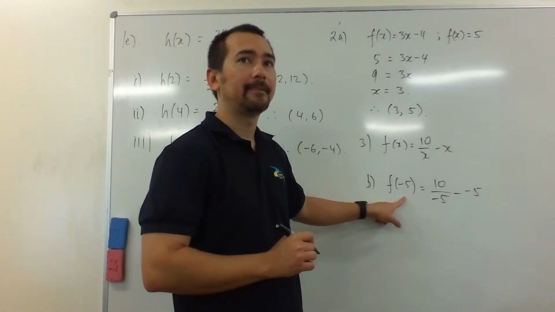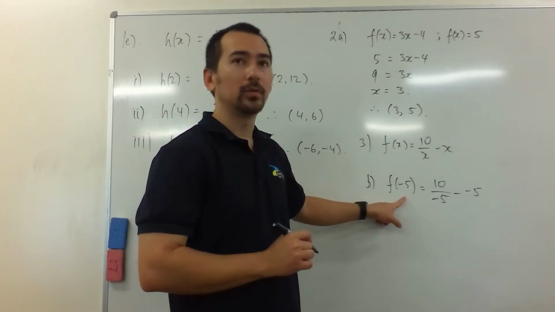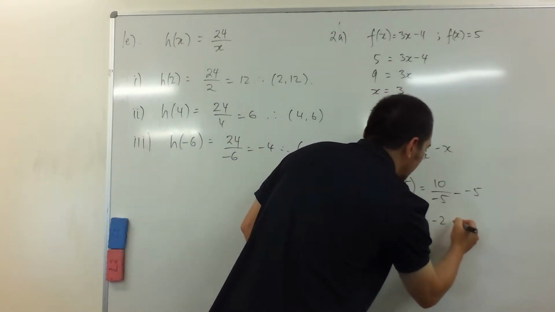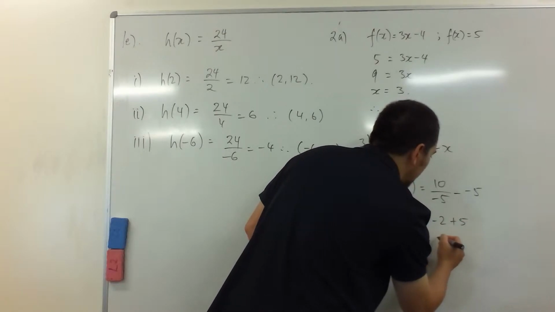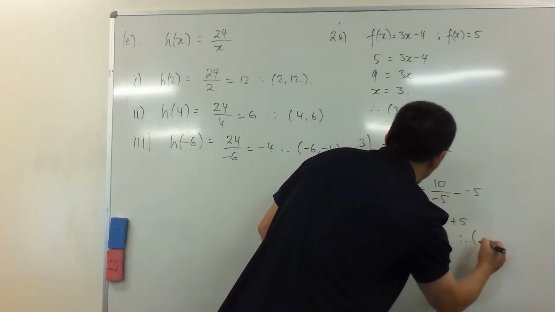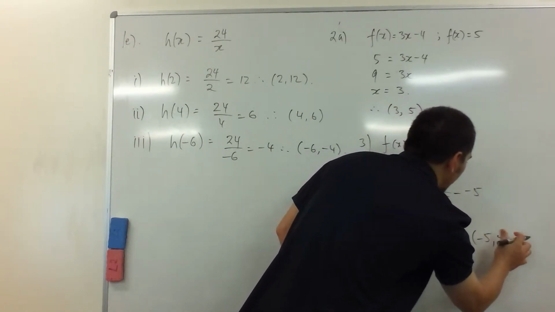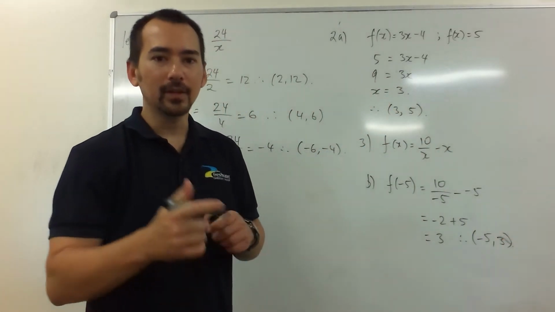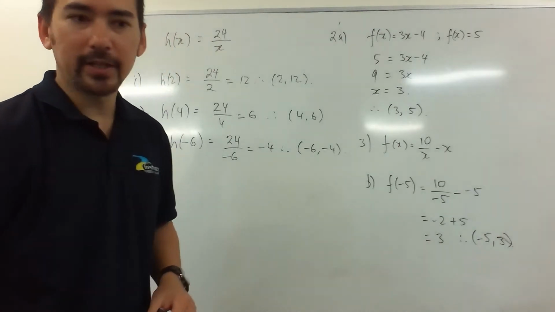Pearl? Sure will. So, we'll simplify that. Negative 2 plus 5 is equal to 3. Therefore, the coordinate is negative 5, 3. Okay, happy with that? All right, so this is where it gets a little bit trickier now.